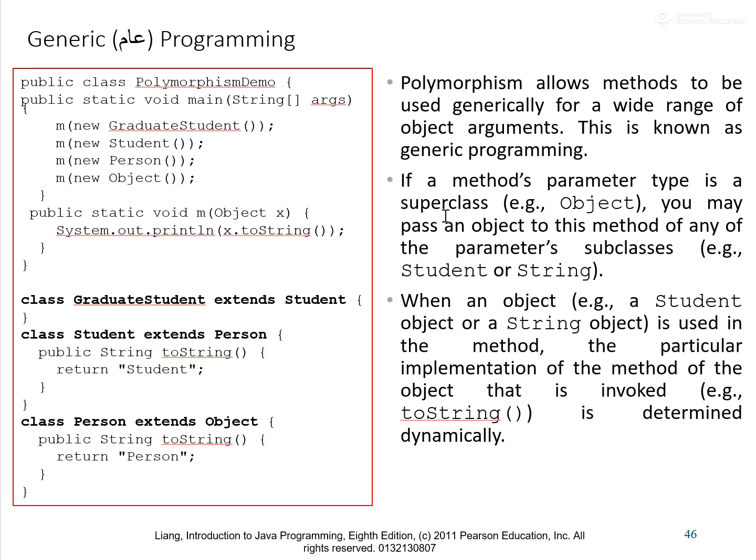This way of programming that we just demonstrated twice, writing a single method able to accept a more generic superclass, and using that one method for more specialized subclasses, is also called generic programming.